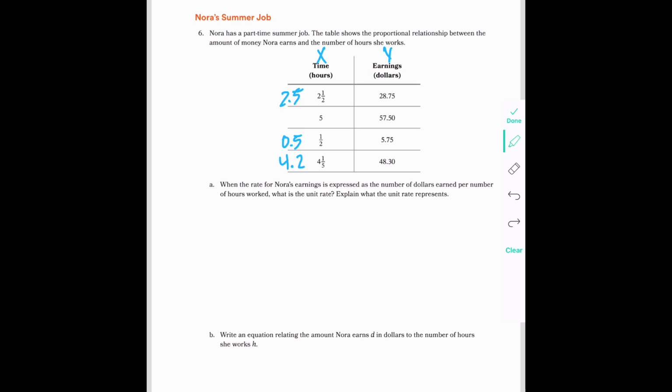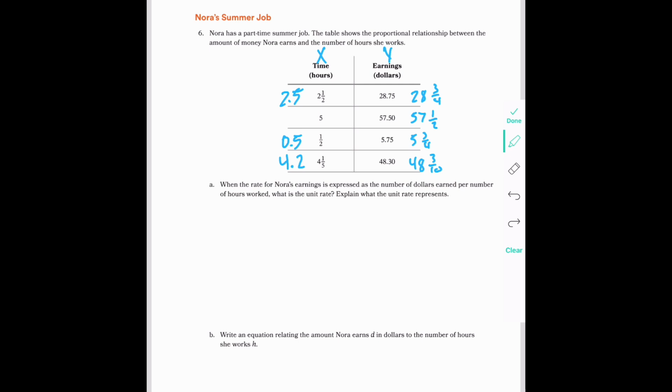But if you're changing the decimals into fractions, this would be 28 and 3/4. This one would be 57.5, this one would be 5 and 3/4, and then the bottom one would be 48 and 3/10. Okay, so you can use either one. I probably would use decimals if I was you, just because it's a lot simpler.